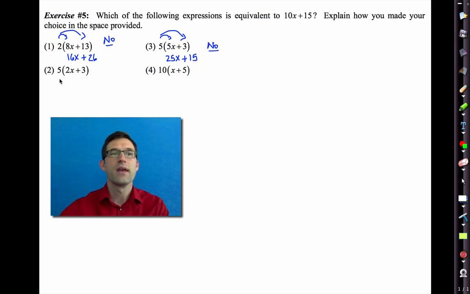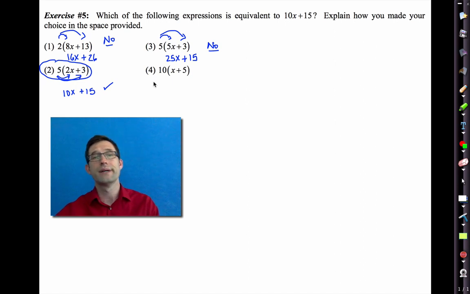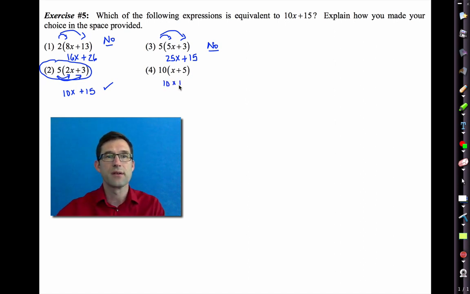No. If I distribute the 5 here, I'll get 5 times 2x, which is 10x. 5 times 3 is 15. Ah, yes. So there's my choice. If you'd like, I could do 4, but all I would get is 10x plus 50, which is, again, a big fat no. All right, so just choice 2.